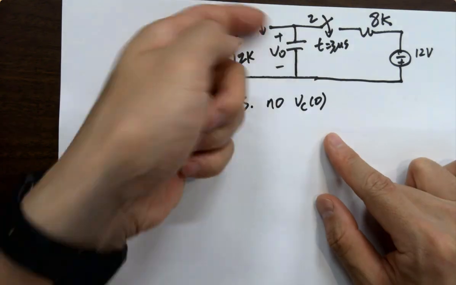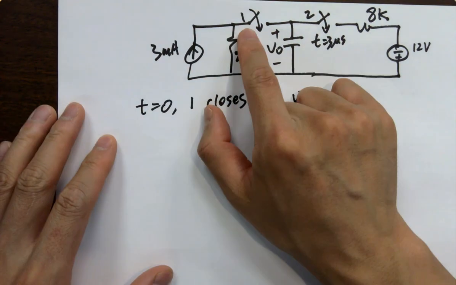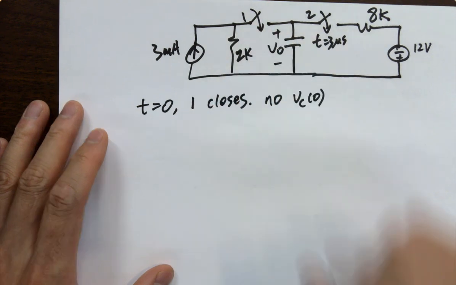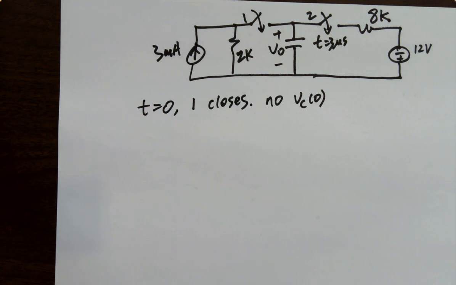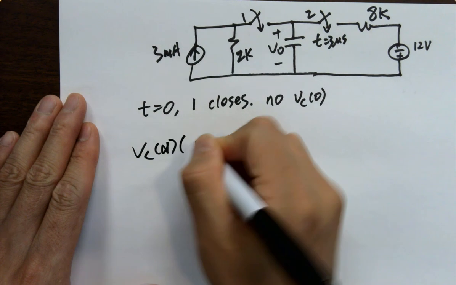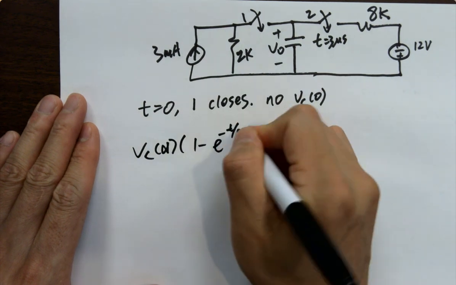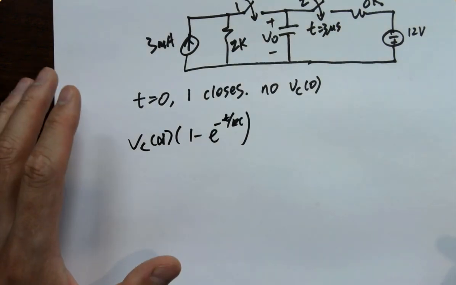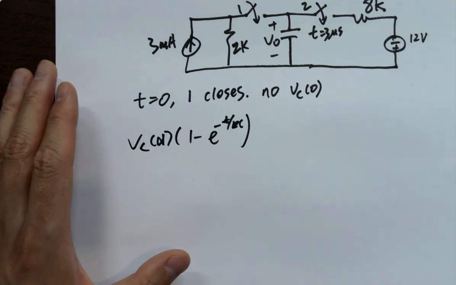Okay, so when it closes, which case is this for the two cases I covered? Forced. Is it a special case or not special? Special case. Which one is special? No initial voltage. So what does the equation look like? VC(infinity) times 1 minus e to the minus t over RC. See? That's how this comes all together.